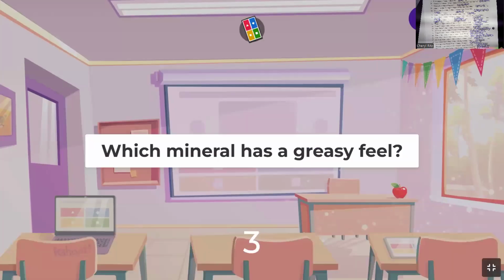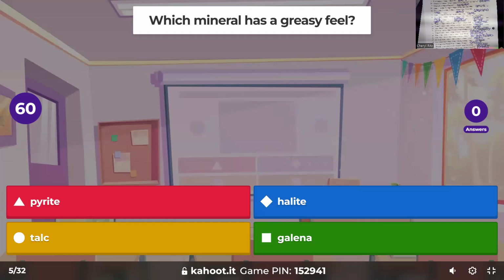Which mineral has a greasy feel? Like I said, I think these might be a little too easy. Oh no, I clicked the wrong one. I know the answer. You too? Nah, I know the answer. It's in my packet. I know what the answer is. Don't worry. It's yellow, but I clicked blue. So it is yellow.